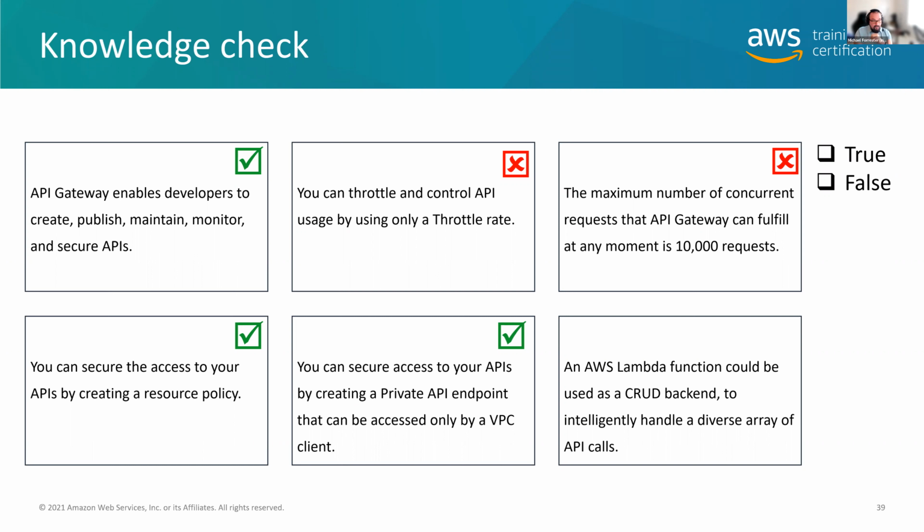Good. Okay, last one. I didn't spoil this one for you, right? An AWS Lambda function could be used as a CRUD backend to intelligently handle a diverse array of API calls. Woo, that sounds pretty markety right there. Is that true or false? Can a Lambda function be used as a CRUD backend against something like DynamoDB or RDS? Is that true or false?